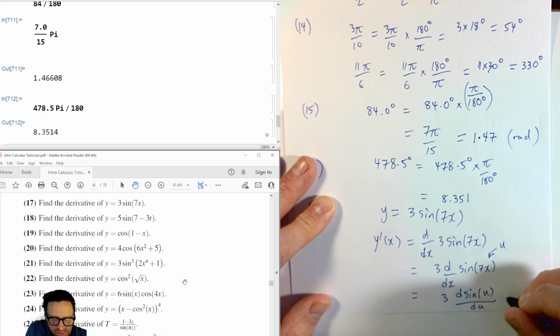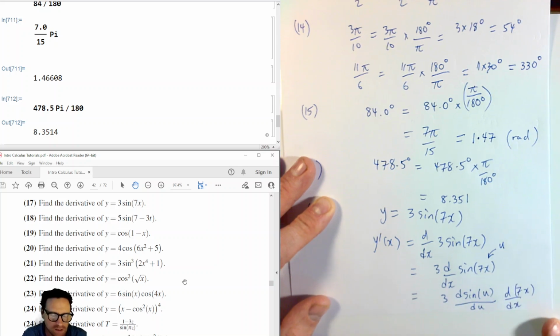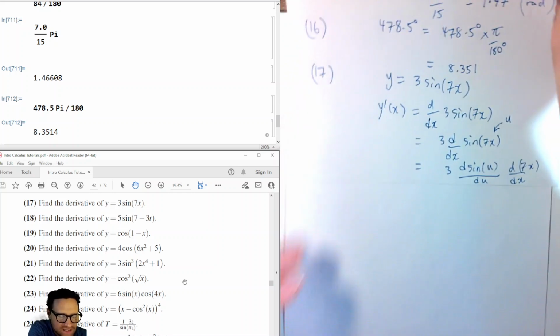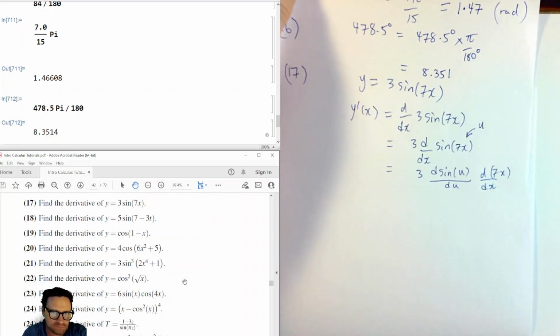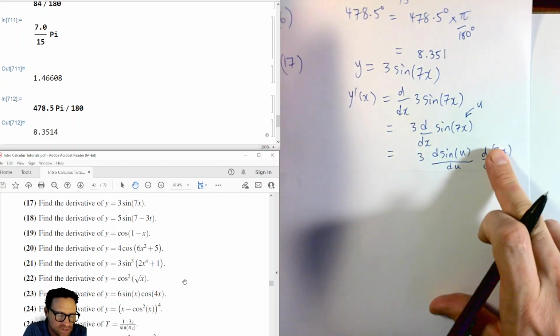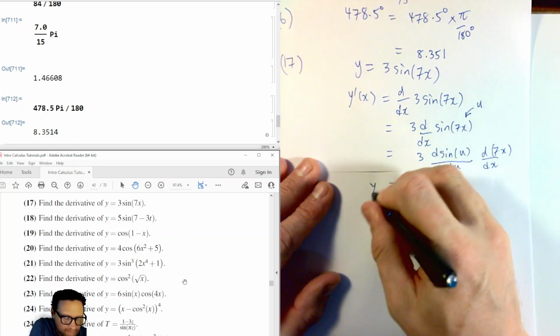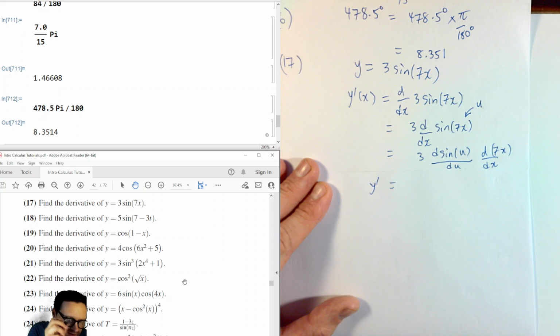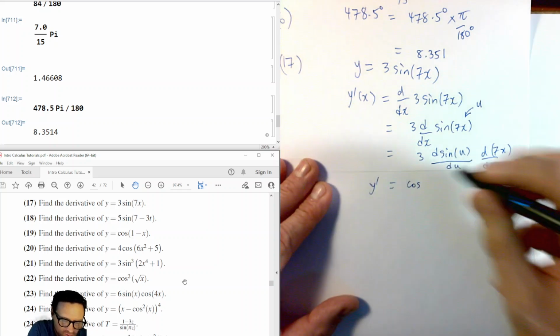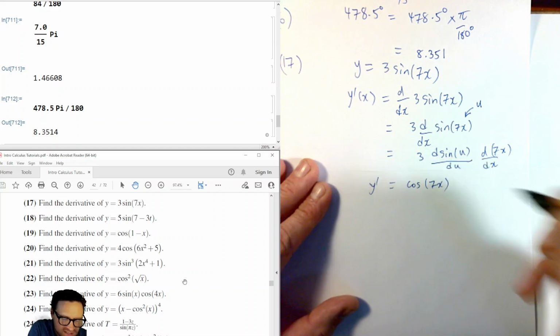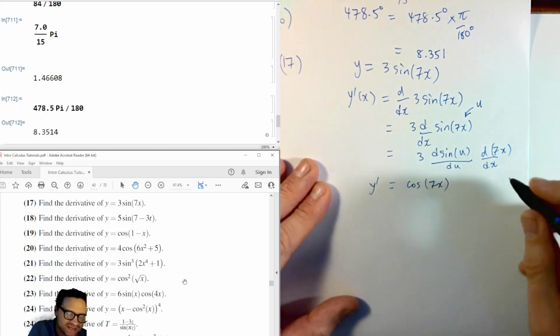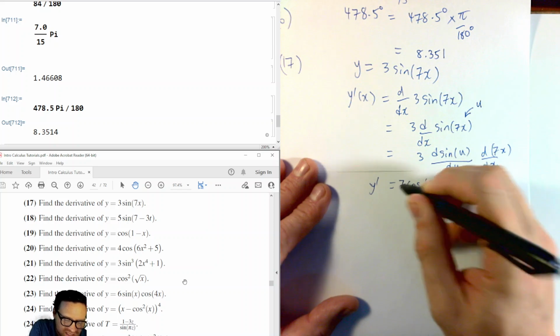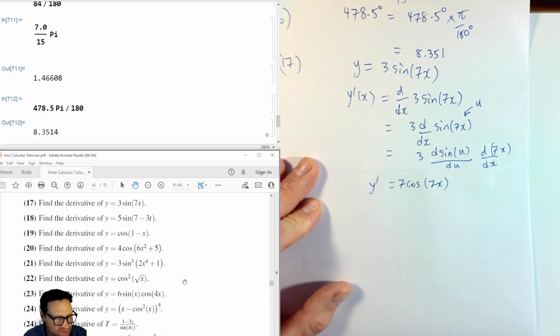Now the chain rule says that this is 3 times d sine of u with respect to u, times du/dx, but u is 7x. Now the derivative of sine of u with respect to u is cos of u. But remember, u was 7x, so that's cos of 7x. The derivative of 7x with respect to x is 7, but let's write that 7 over here. So here is our derivative.